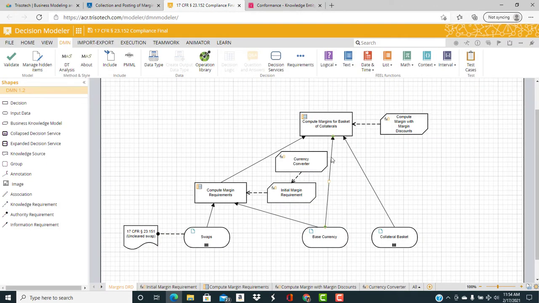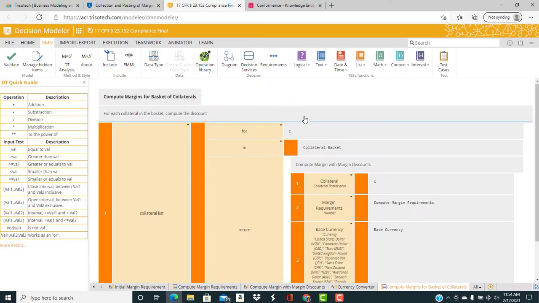The next thing we want to look at is this compute margin for basket of collaterals. And that has what's known in Trisotech software as an iterator. The iterator allows the business analyst to visualize the for statement and simplify understanding what it does. And in this case, it's looping through the collateral basket collection and applying the compute margin with margin discounts business knowledge model. So let's look at that.